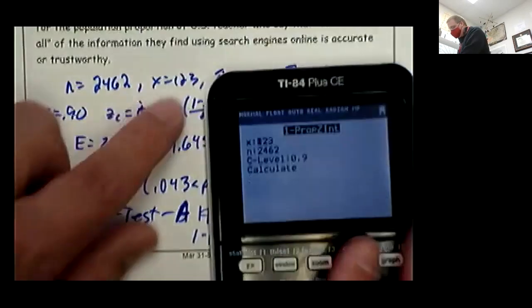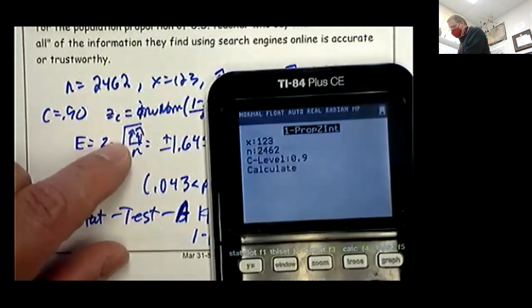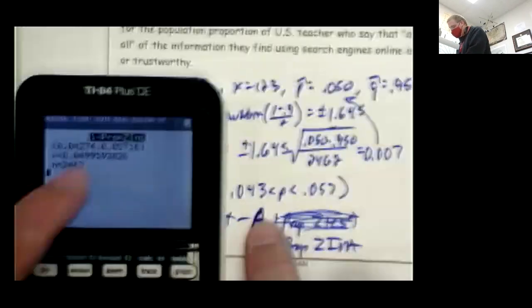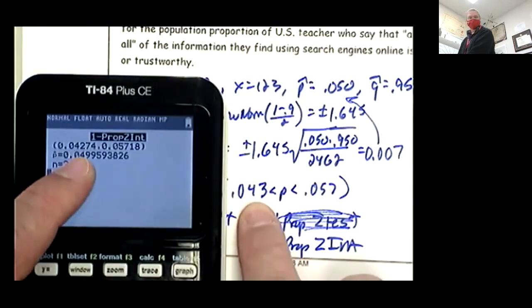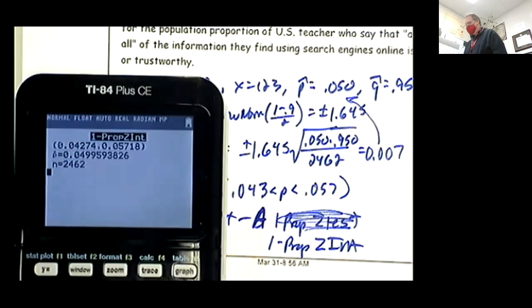Our x is 123, our n is 2462, our confidence level is 0.90. We're going to calculate that, and there should be our answer. So there's our 0.043. Now notice if you round, you're going to get the same answer. And 0.057, again, rounding, we get the same answer.